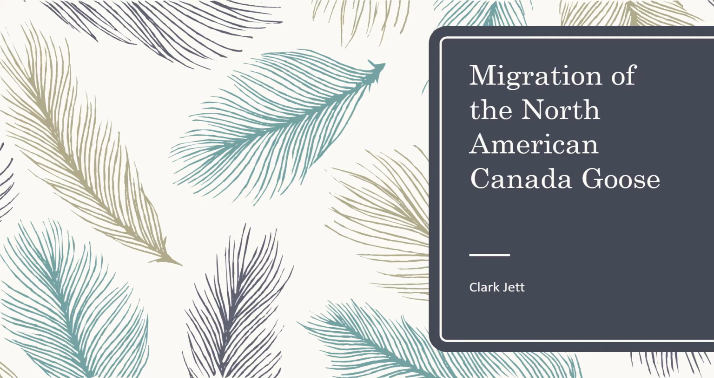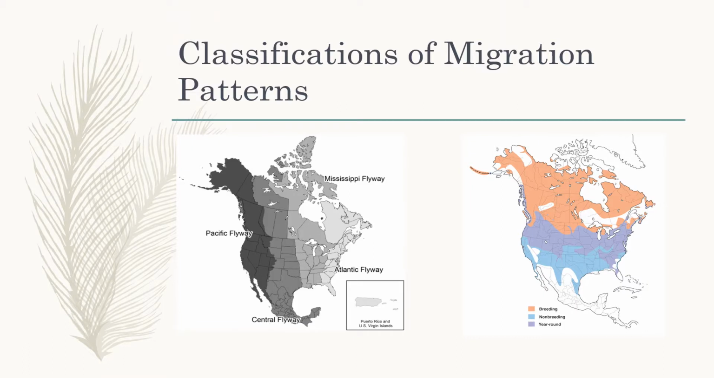Hey guys, today we're going to be exploring the fascinating migration of the North American Canada goose. Canada goose migration can be divided up across North America laterally and vertically. Flyways denote vertical segmentation, and it is generally accepted that there are 4 different Canada goose flyways.